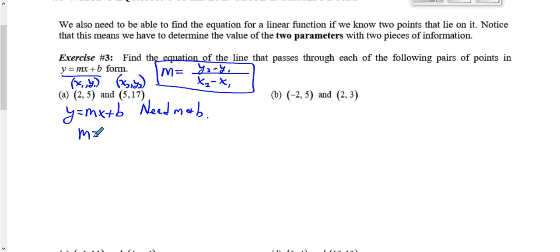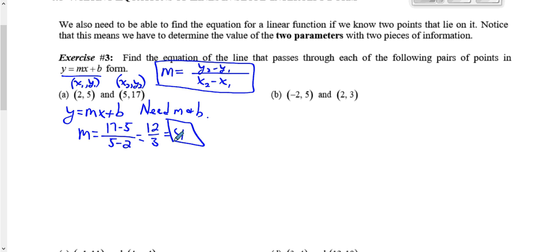Slow down, slow down. Here are our Y's. So 17 minus 5, Y2 minus Y1, over 5 minus 2. So it gives us what? 12 over 3, which is 4. So here's our M. We got the M. Now all we need is the what?